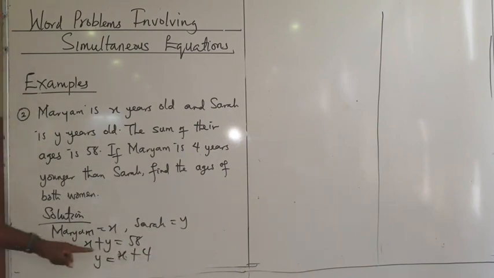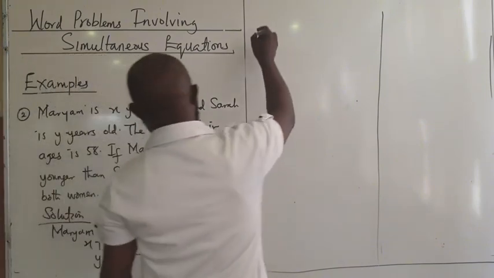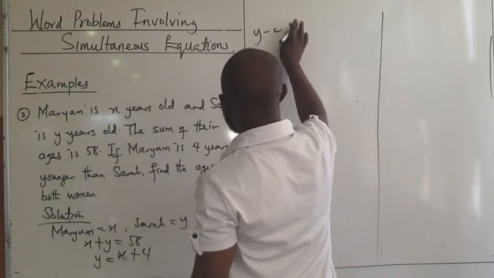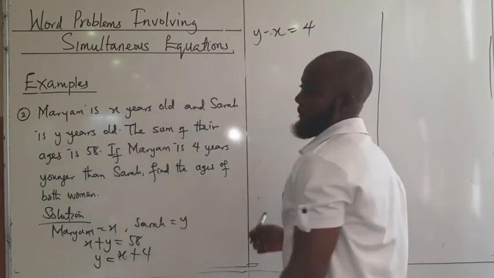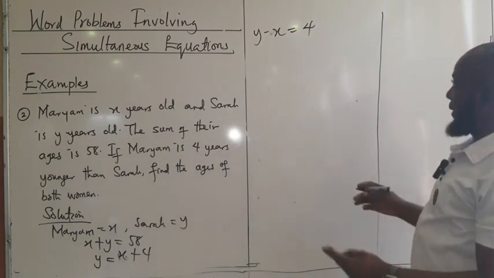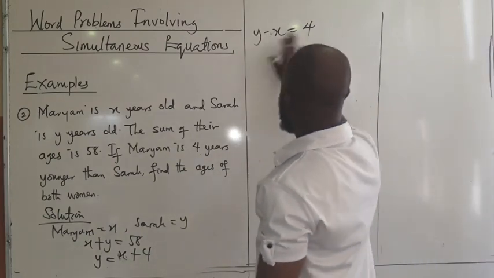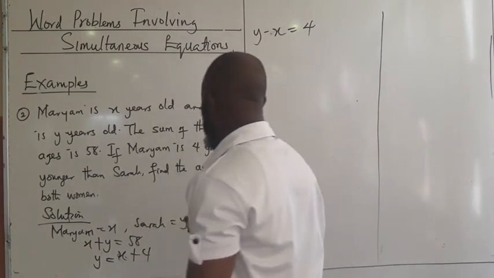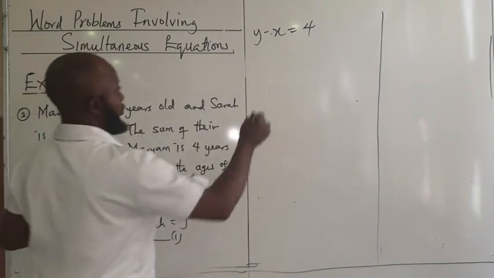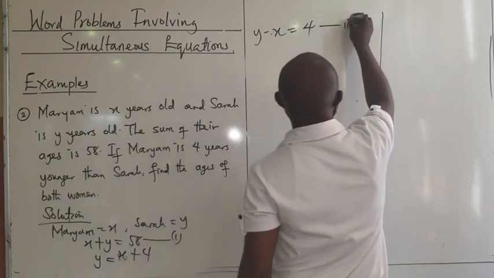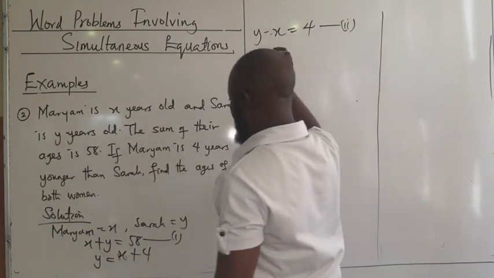Mariam's age plus 4. So we want to write this one: Y minus X equals 4. So that's the difference between their ages is 4. So in that case, we're going to rewrite everything. This is equation 1, and this is going to be equation 2. Let's combine these equations together.